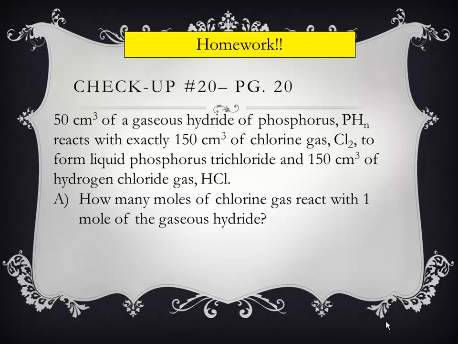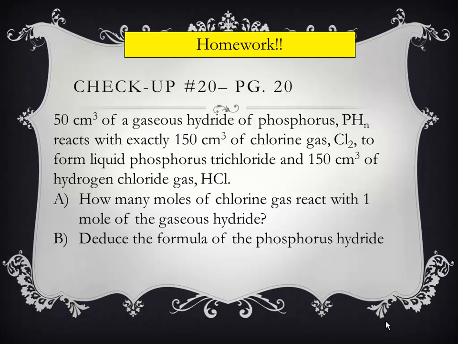So A, find how many moles of chlorine gas react with 1 mole of gaseous hydride. B, deduce the formula of the phosphorus hydride. And C, write the balanced equation for the reaction.